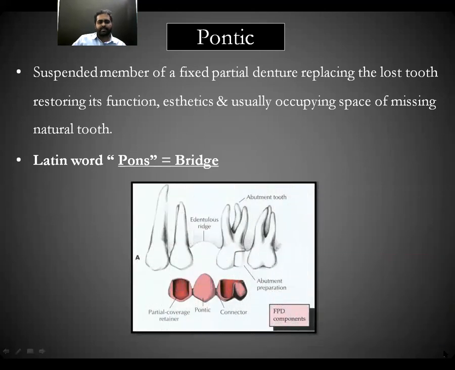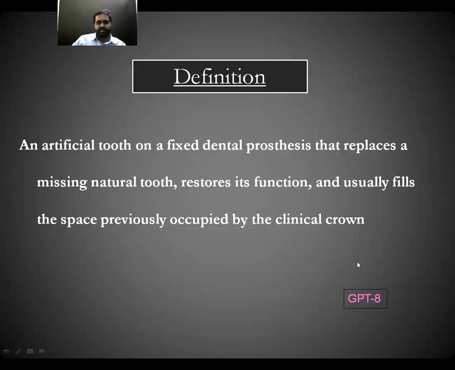So basically, the word pons means the bridge. It is the suspended member of your fixed partial denture. As we know, our fixed partial denture has various components. The first one is your pontic, then the retainer, and the connector. So basically, it is the suspended member of your fixed partial denture, which replaces your lost tooth and restores function, aesthetics, and the area which is replaced by your missing natural tooth. So this is basically the bridge, the suspended member of your fixed partial denture.